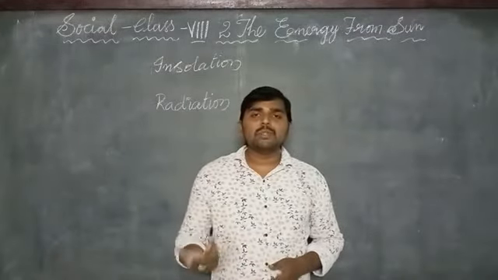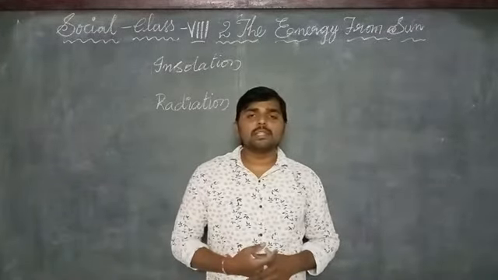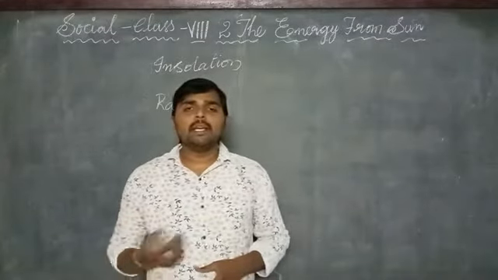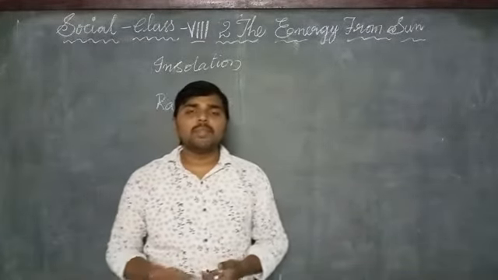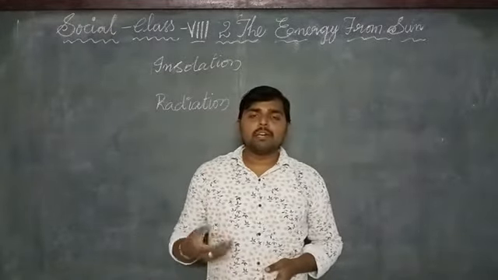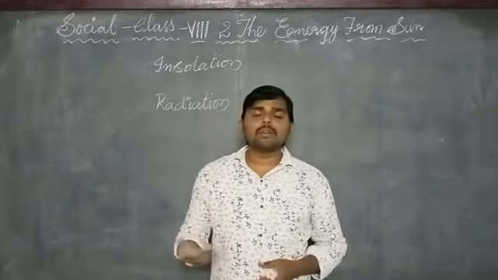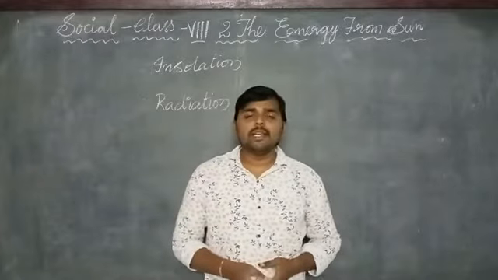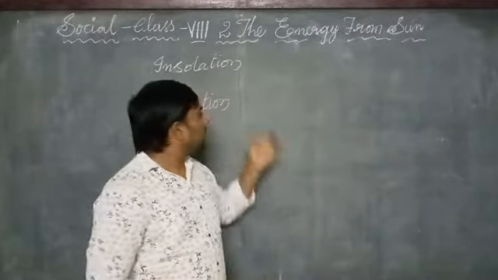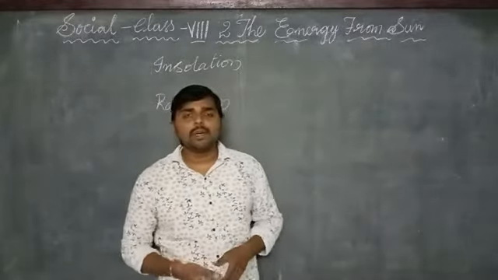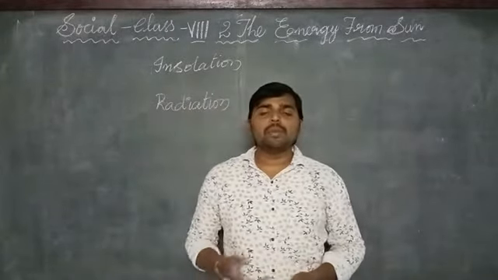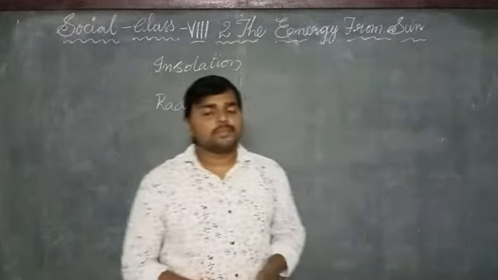What is meant by solar radiation? Solar radiation means the amount of energy released by the sun. What is meant by Earth's radiation? The amount of energy that is given out from the earth is called Earth's radiation. Now the definition of radiation: radiation means the amount of energy given out from a body.